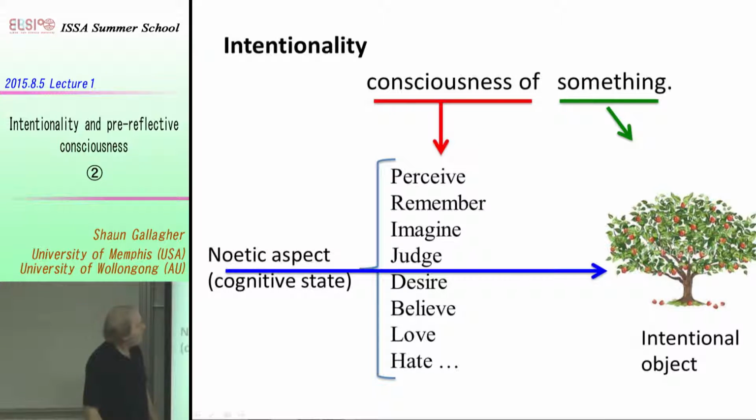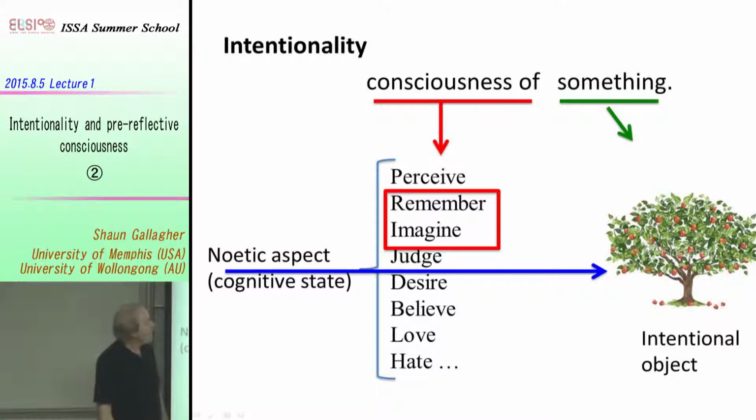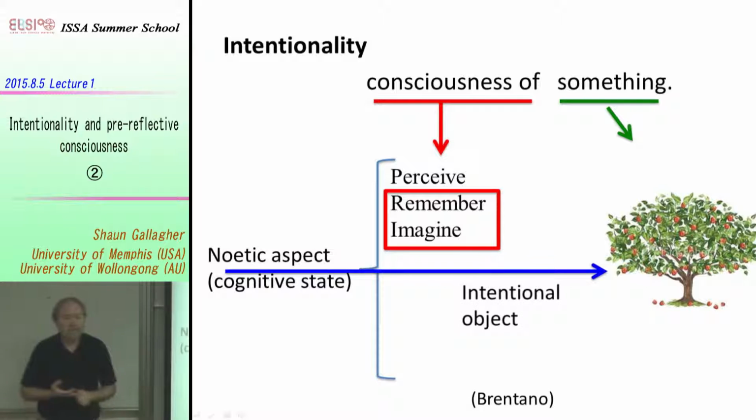But then there is just this question that you raised about, well, if we're perceiving the apple tree, then we can think of this as kind of just a direct relationship to something outside there in the world. But it gets complicated if instead of perceiving, we're remembering or imagining something. So this is a problem that Brentano wrestled with.